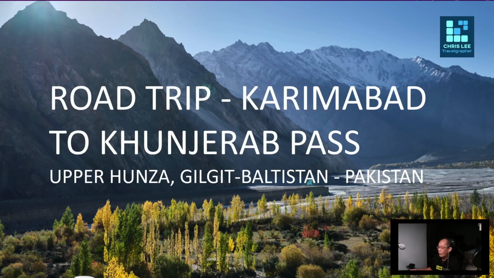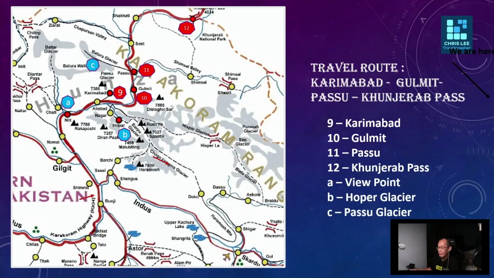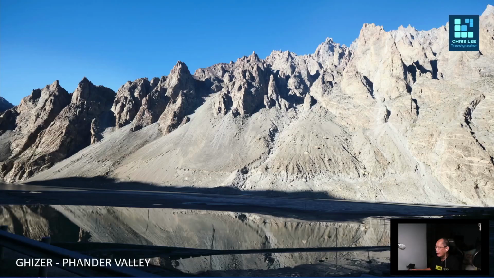Now we are continuing our road trip from Karimabad all the way to Khunjerab Pass, traveling along the Hunza River. You can see that there's a totally different scene as compared with the Hopper Valley. Here in this journey, it looks more deserted. Not only is less vegetation found along the way, but at the same time we are moving to the high altitude regions of Pakistan.